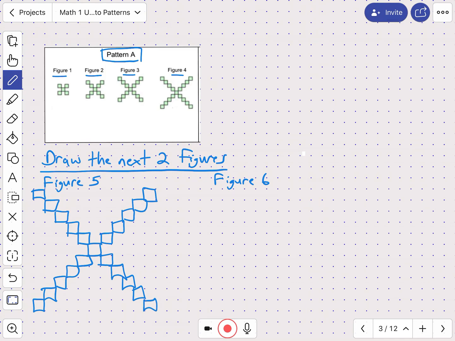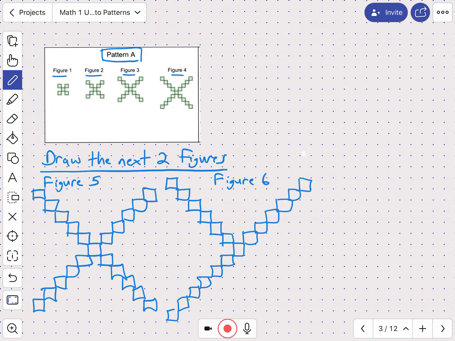Okay. So figure 6 is going to probably have 6 now. So let's count 6: 1, 2, 3, 4, 5, 6, with the square in the middle. Then going 6 this way, okay, 6 and then 6 this way. And just pause the video if I'm getting ahead of you. Okay, 1, 2, 3, 4, 5, 6. Okay, cool.